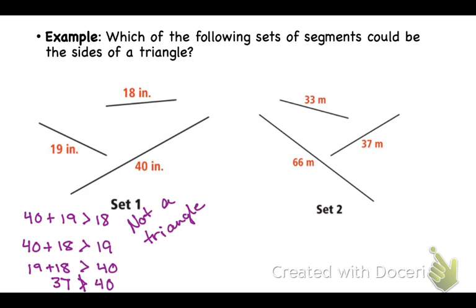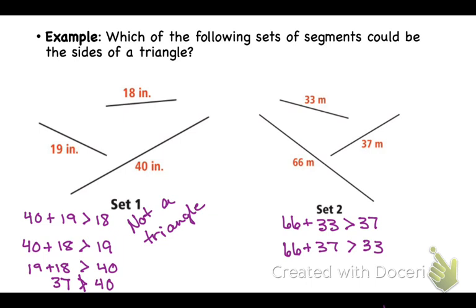So do you want to do the next one on your own? Actually, you have one more to do on your own, so we'll do this one together. I'm going to do the same thing. So 66 plus 33 has to be bigger than what? 37. Now, if it equals 37, does it work? No, because it has to be bigger. Is 66 plus 33 bigger than 37? Yes, because 66 is bigger. 66 plus 37 has to be bigger than 33. Is it? Yes, because 66 is bigger than 33.